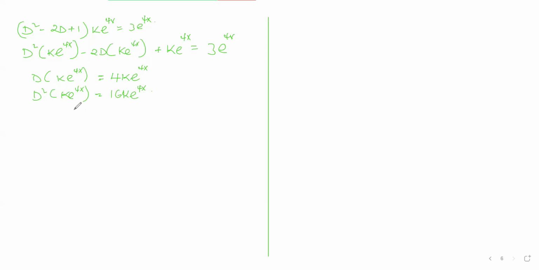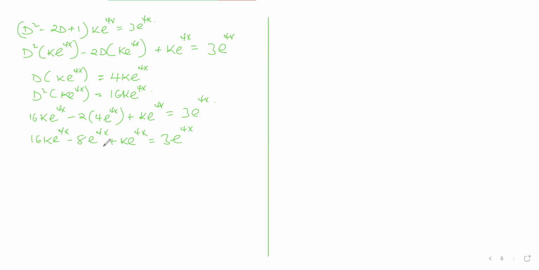And then you replace them in the function. So you have the first derivative and the second. So we have this part here is this. So it will be 16k exponent 4x minus 2. This part is this. So 4 exponent 4x, then plus k exponent 4x equals 3 exponent 4x. Then you can open the bracket. So you have 16k exponent 4x minus 8 exponent 4x plus k exponent 4x equals 3 exponent 4x.